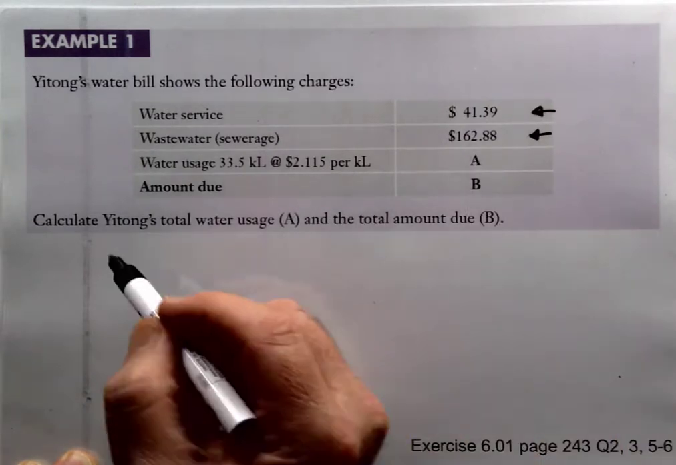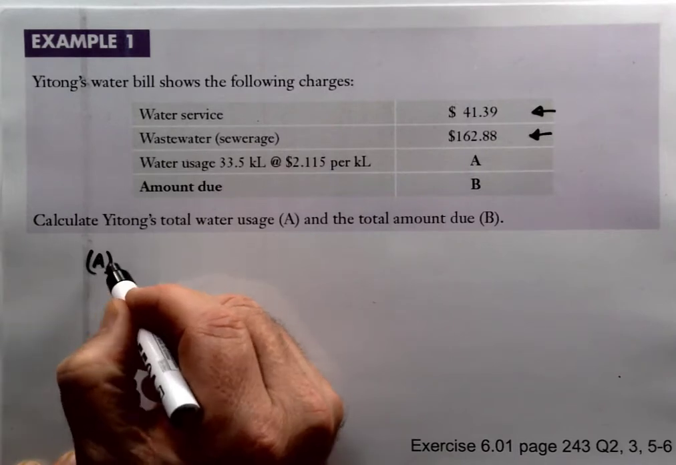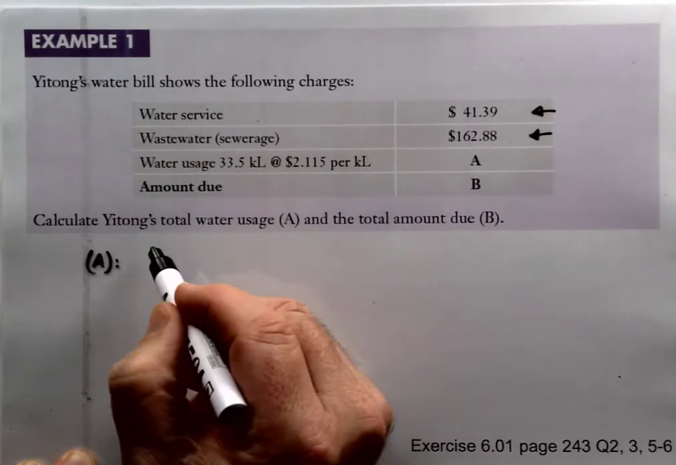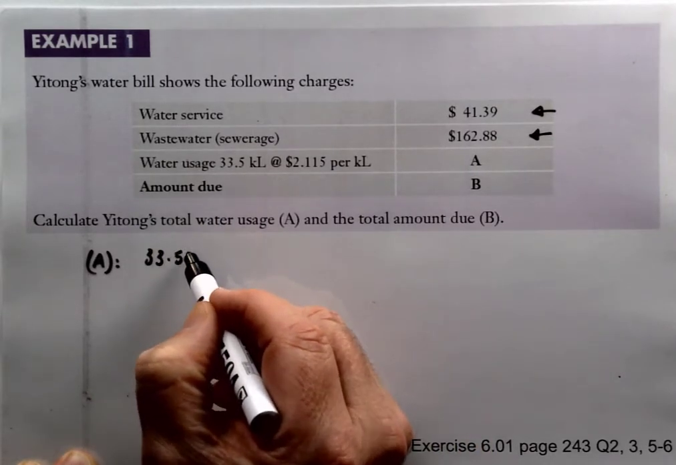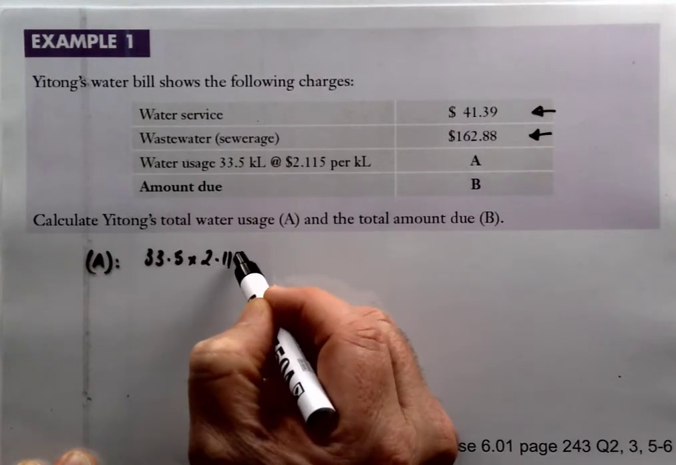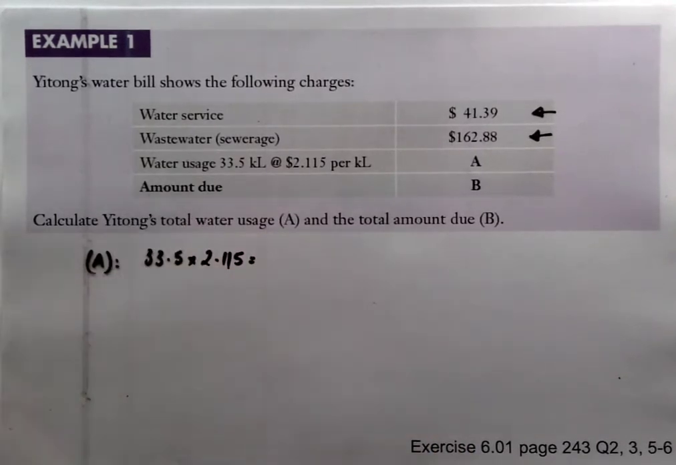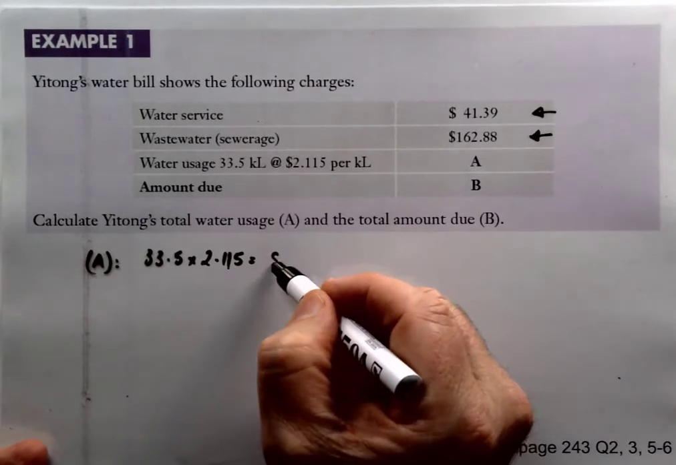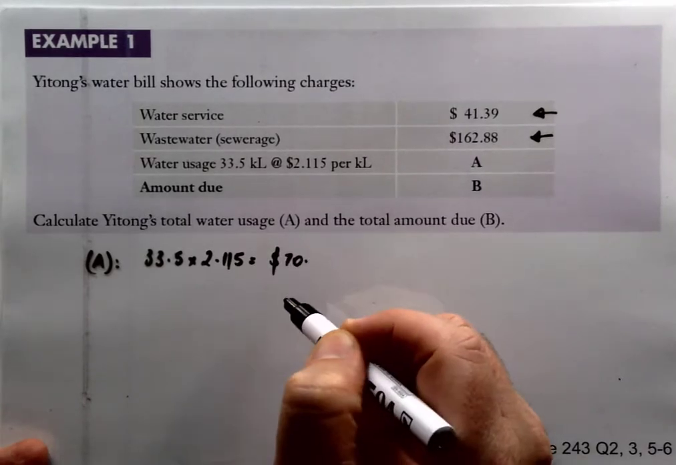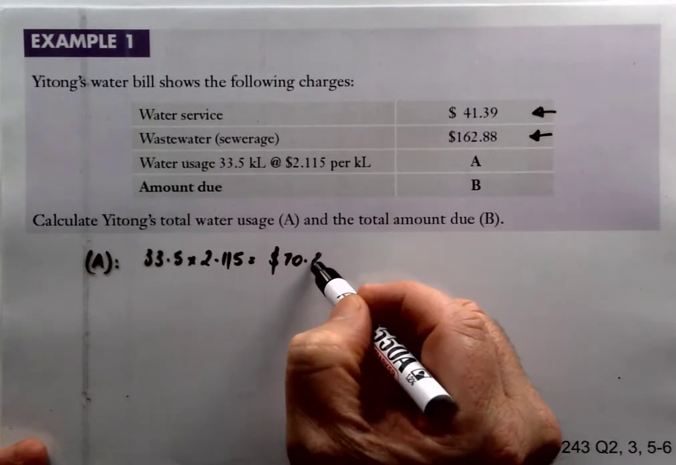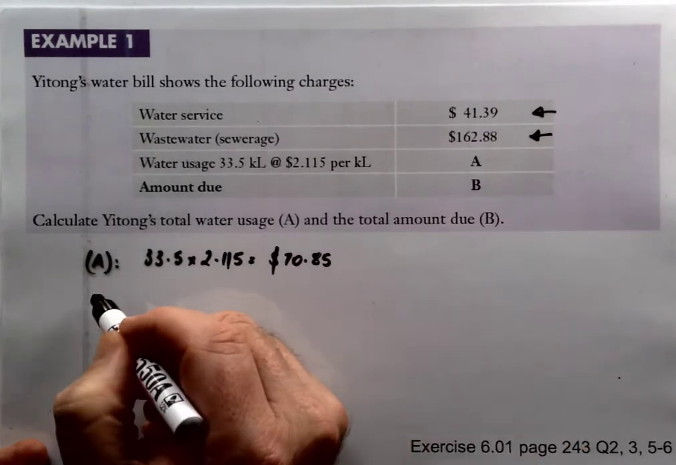So the first thing we're going to do is work out that amount at A. We're just simply going to multiply those two numbers together. So we'll go to our trusty calculator. Okay, on our calculator screen, we get 70.8525. Don't forget we round that to the nearest cent.